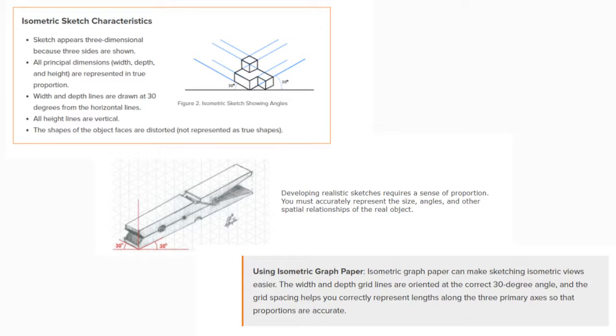Developing realistic sketches requires a sense of proportion. You must accurately represent the size, angles, and other spatial relationships for the real object. Using isometric graph paper can make sketching isometric views easier. The width and depth grid lines are oriented at the correct 30-degree angle, and the grid spacing helps you to correctly represent lengths along the three primary axes so that the proportions are accurate.